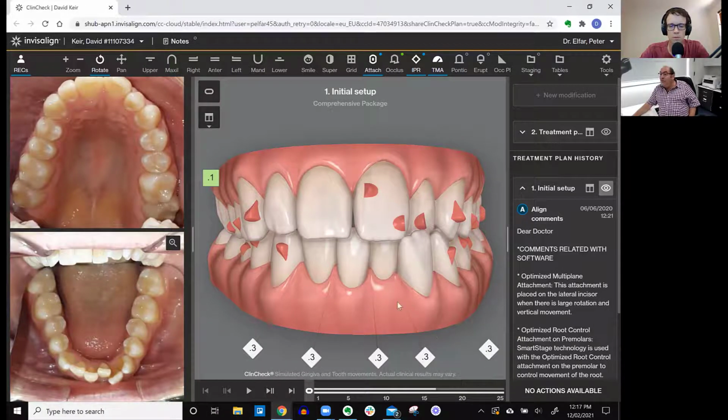Or do you consider taking out a lower incisor tooth? Now, when I look at the lower left lateral here, the root is so far lingually positioned that it's going to take you a lot of time to move. So we would have to ask ourselves, we need to get all this space if we're going to do this non-extraction.